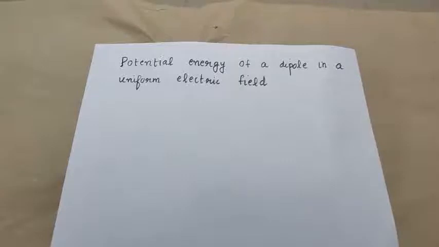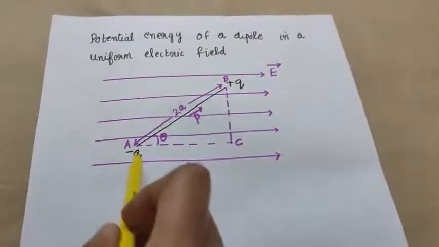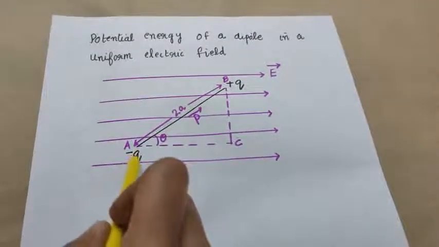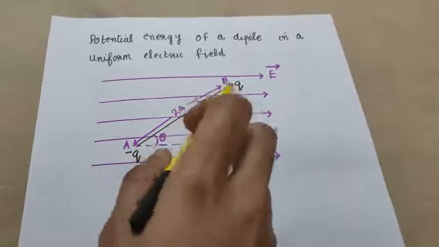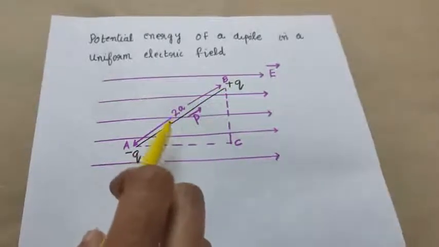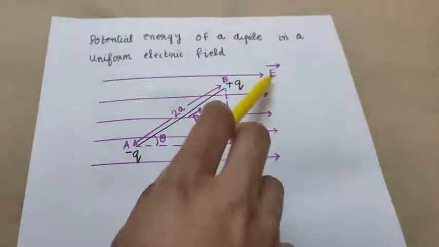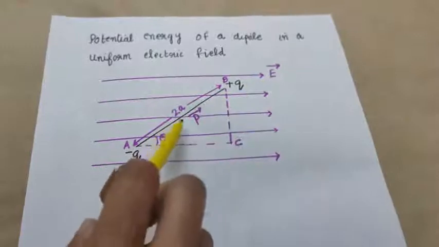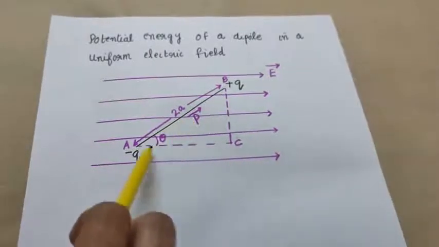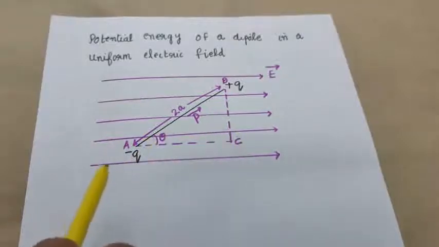Okay. And I will draw the figure. This is our figure. You can see our electric dipole, that is, we have a negative charge and a positive charge separated by a distance 2a. And this electric dipole is placed in a uniform electric field E, and the dipole moment P makes an angle theta with the uniform electric field E.